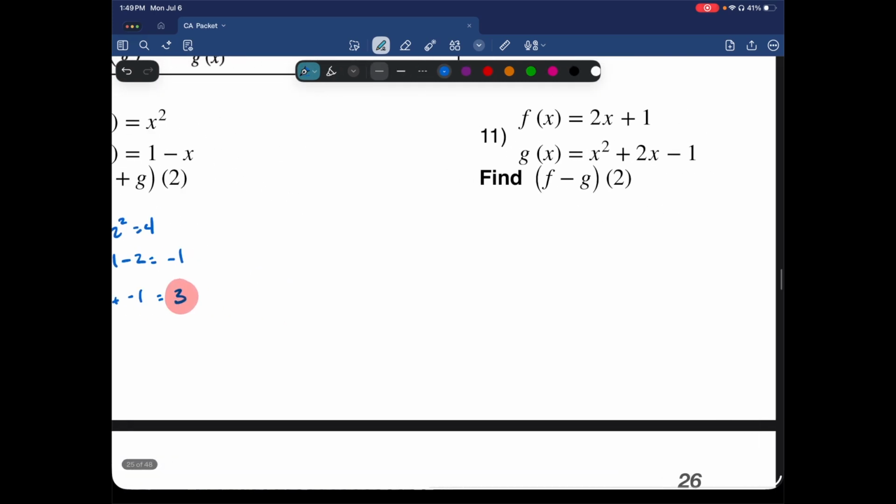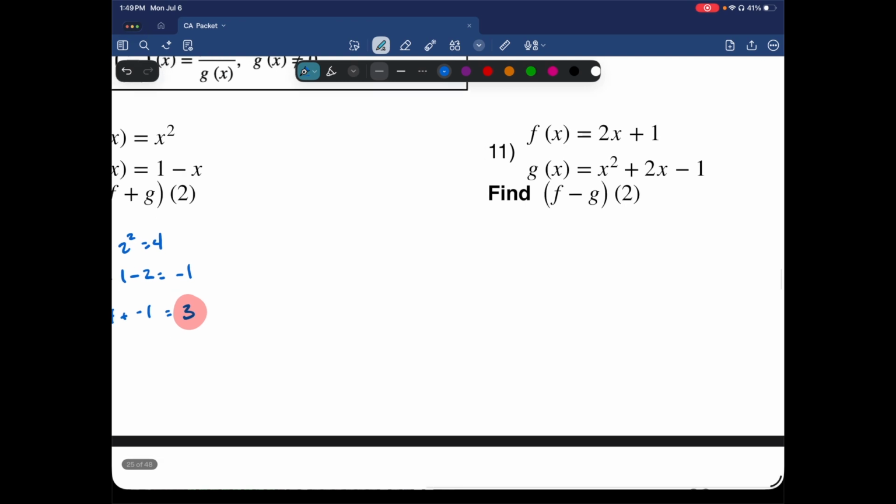All right. On number 11, I'm subtracting. So f of 2 equals 2 times 2 plus 1, which is 5. g of 2 is 2 squared plus 2 times 2 minus 1. So you got 4 plus 4 is 8, minus 1 is 7. So it's f minus g. So I got 5 minus 7 equals negative 2.